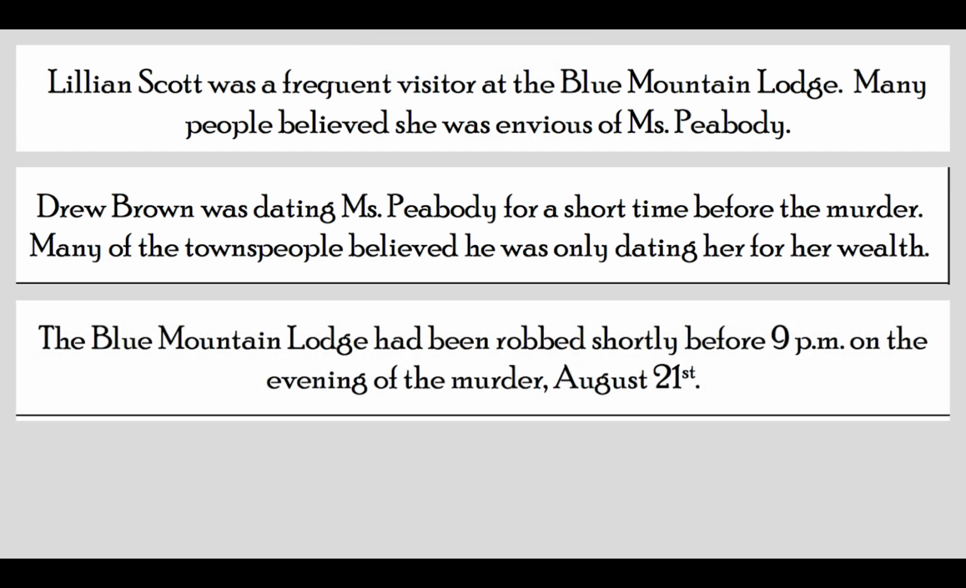The Blue Mountain Lodge had been robbed shortly before 9 p.m. on the evening of the murder, August 21st. So we know that Miss Peabody was killed August 21st at around 10 p.m. But an hour before, the Blue Mountain Lodge had been robbed. So fourth graders, who do you think the main suspect is? After getting this very important clue, make a prediction, make an inference, get your brain warmed up, start making inferences and predictions. And these are the clues, the evidence.